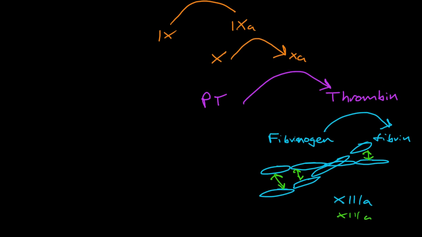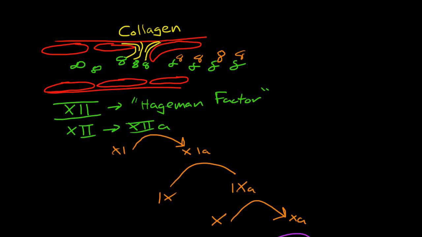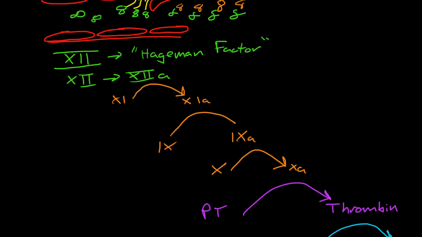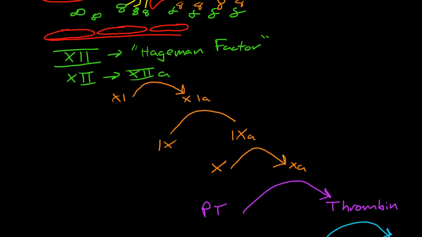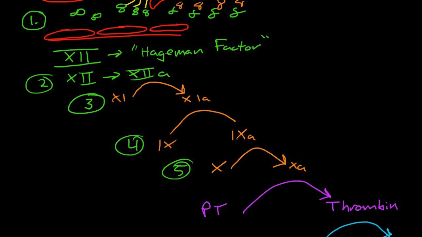Okay, so now you don't need to know all the names of this, but I do want to make a couple points here. Number one is, why do we have so many steps here? We've got step 1 where collagen is binding with Hageman factor, stimulating the Hageman factor, and then Hageman factor is stimulating another factor and another factor and another factor and another factor.